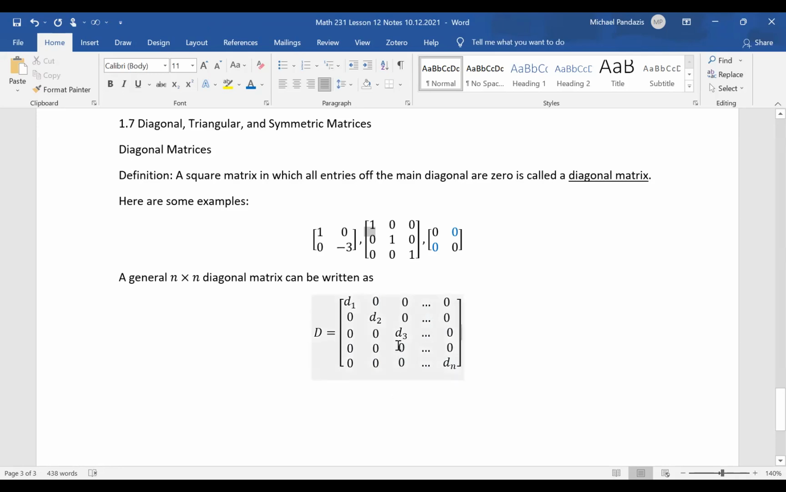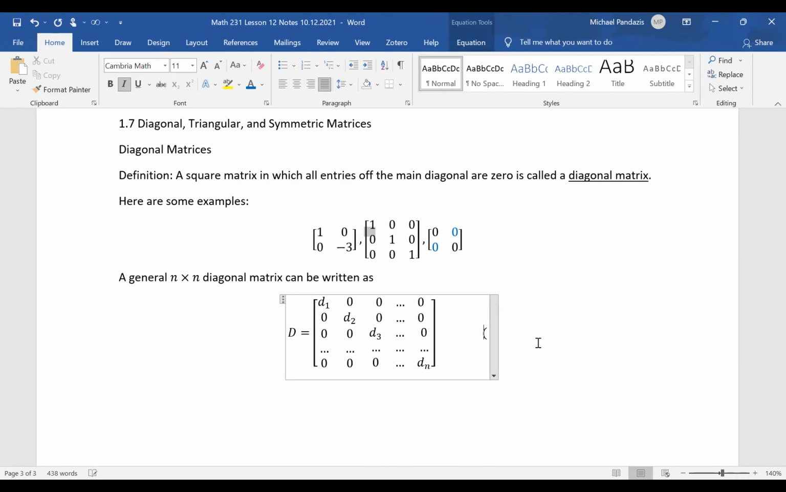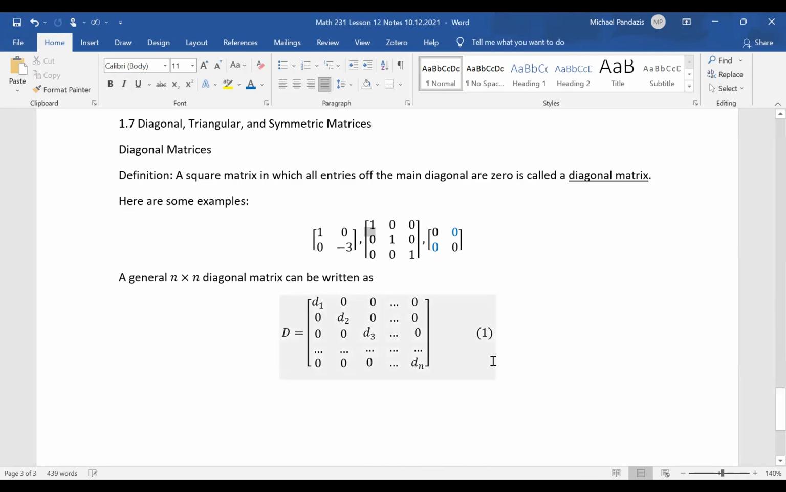Oh, wait, this should be dot, dot, dot. Okay, so this is a general n by n diagonal matrix where D1 is the entry in the first row or first column on the main diagonal. D2 is the entry on the second row or second column of the main diagonal, and so forth. Since it's n by n, the Dn entry is in the nth row and nth column. Okay. So I'm going to denote this by a 1. So if I want to refer to this, I'll refer to it as 1.